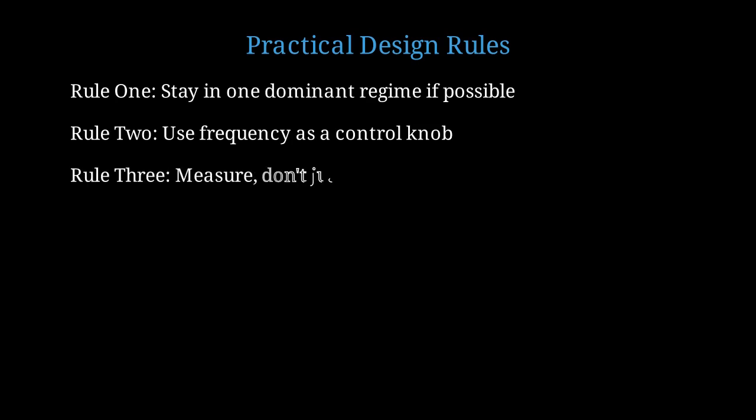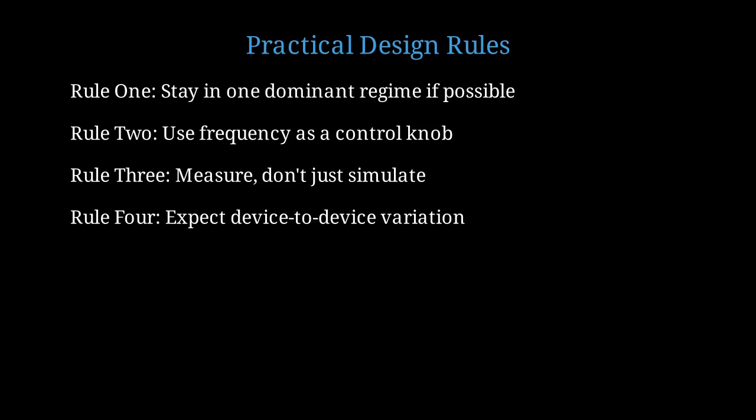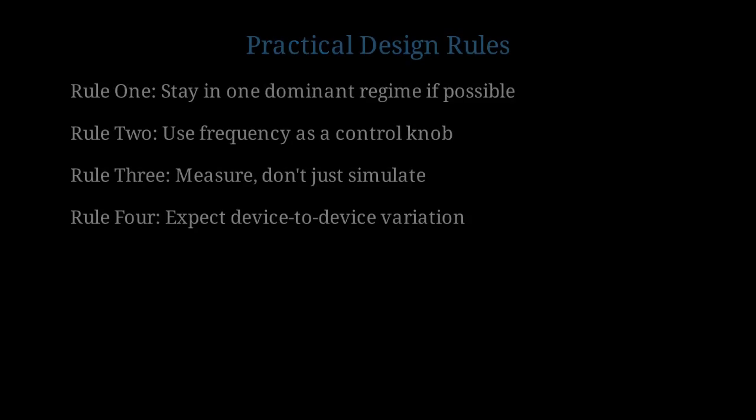Rule 3. Always measure. Simulations are useful for guidance but cannot capture all real-world effects. Build a prototype early and iterate based on measurements. Rule 4. Expect device-to-device variation. Surface roughness, electrode aging, fabrication tolerances all create variation. Design with margins. Let me briefly mention some recent research frontiers in this area.